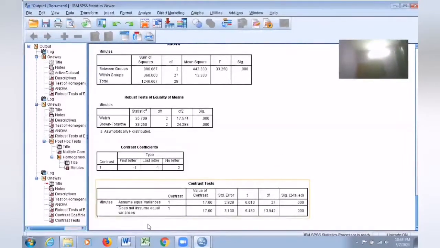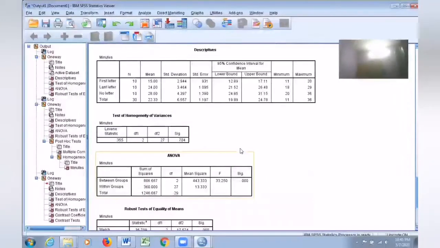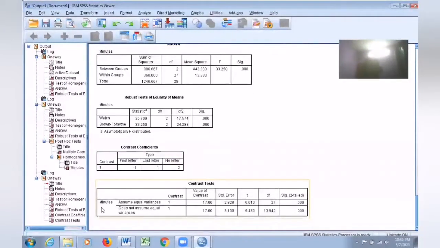Here there are two answers. If equal variances are assumed, then we have to look at the first row. If equal variances are not assumed, you have to look at the second row. Let us go up to see the homogeneity of variance. So it is more than 0.05. So homogeneity of variance is assumed. So we can very well look at the answer given in the first row.